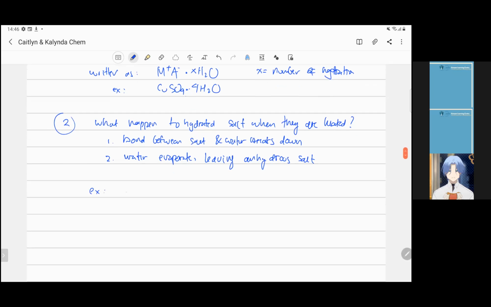For example, if we have copper sulfate dot 4 H2O. The symbol for heating in chemistry is delta here. Delta means we are increasing the temperature. We're going to have CuSO4 solid plus 4H2O, but it becomes a gas. Of course, it starts with a solid.